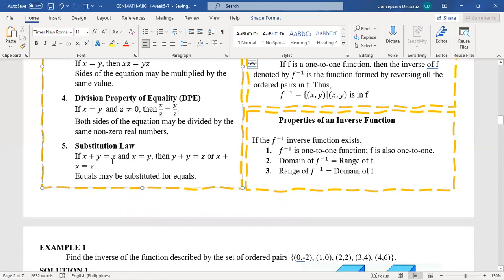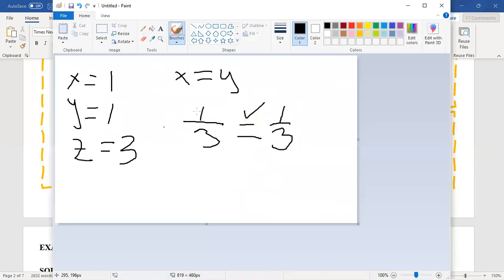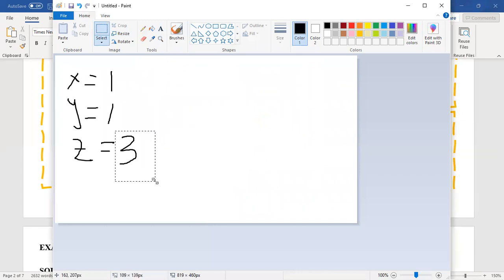Substitution law. So if x plus y is equal to z, and x minus y, then y plus y is equal to z, or x plus y is equal to z. So x plus y is equal to z. So, sample. So x plus y is equal to z, x plus y is equal to z. So this z is 2. Okay, they are equal. Sige, 2.